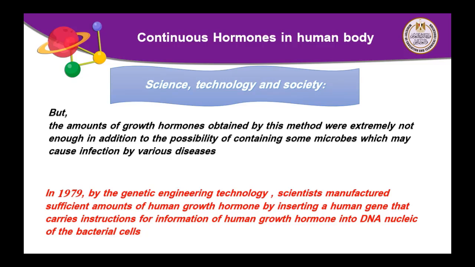Why? By inserting, they start some steps. The first step: inserting the human gene that carries the instruction for information of human growth hormone into the DNA nucleic acid of a bacterial cell. So the step is to take the gene which carries the instruction for human growth hormone and put it into the DNA of a bacterial cell.